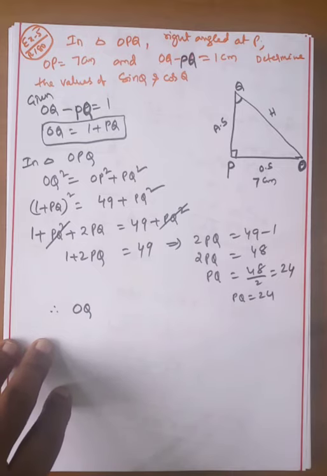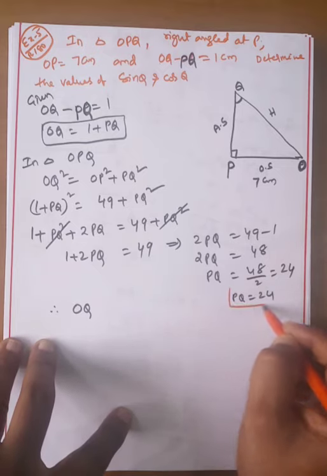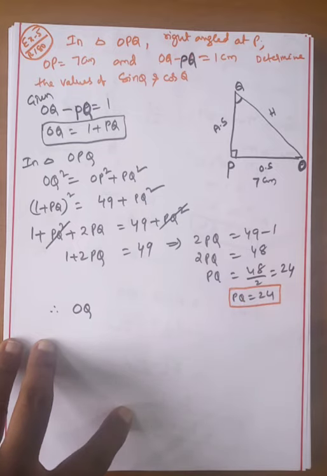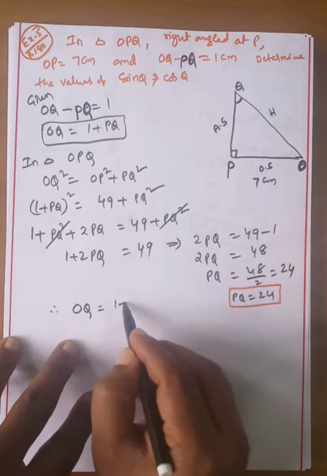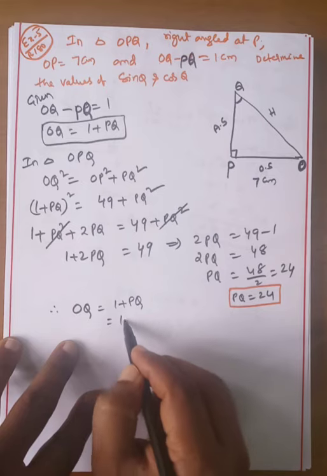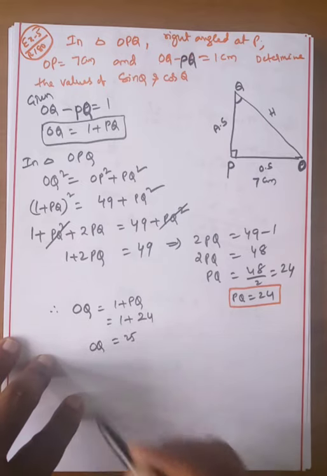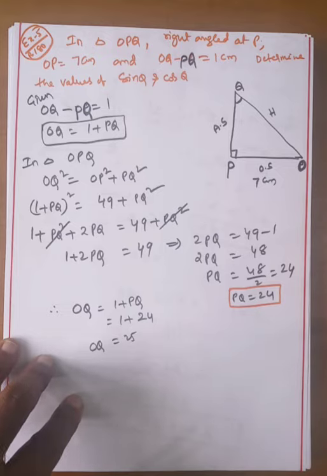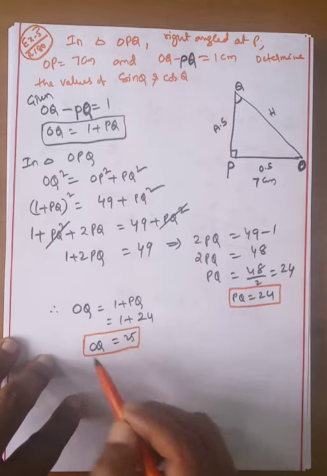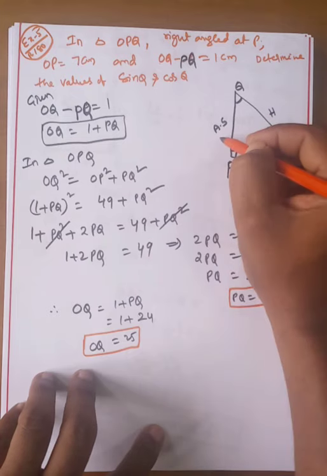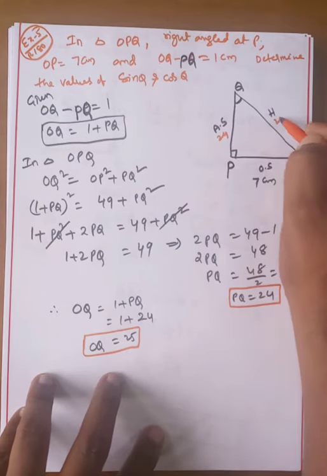Okay, my dear friends. Now substitute PQ in this one: OQ is equal to 1 plus PQ. Now 1 plus 24 is 25. OQ is 25. Okay, my dear friends, this is 25. PQ is 24 here, and OQ is 25.